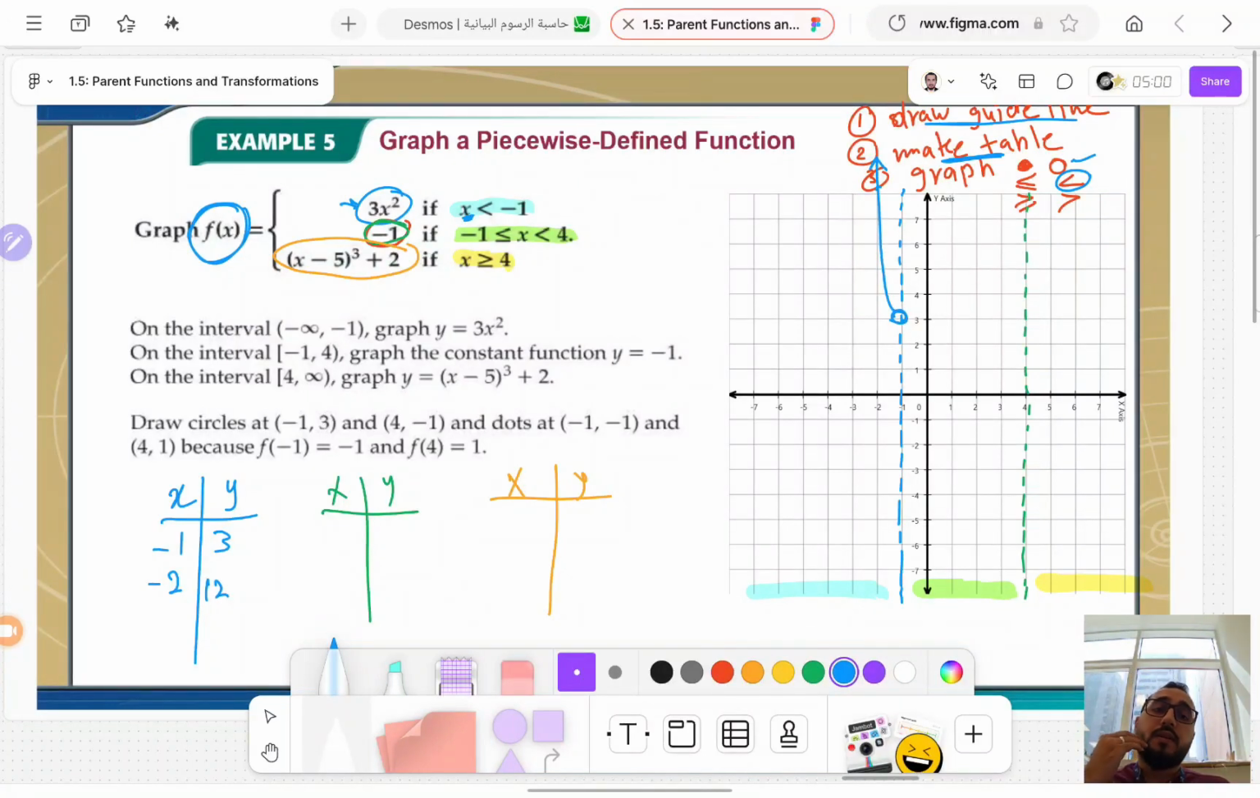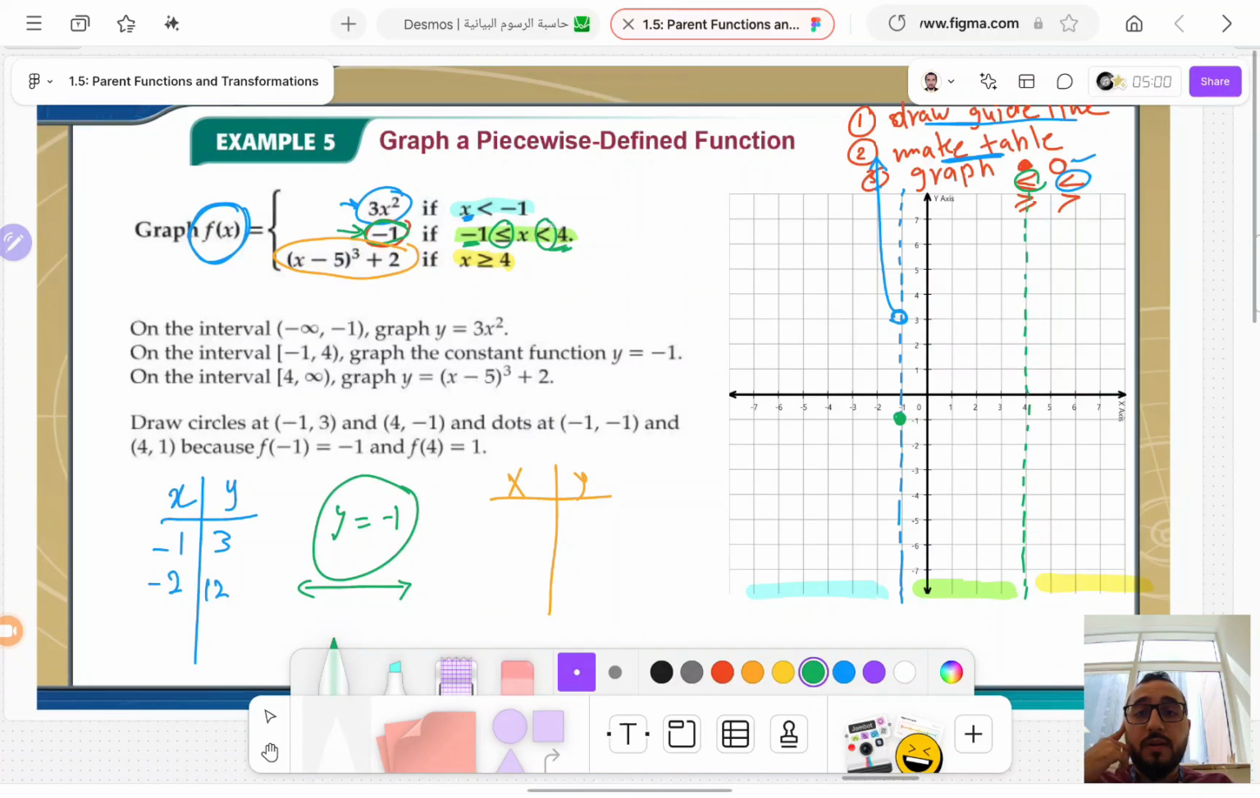Okay, so this one is the first graph, the blue one. Now look at the green one. The green one is -1. -1 is a constant, so you don't have to make a table for the green one. So y is equal to what? -1. The constant is always a straight line. So a straight line from where to where? From -1 to 4. From -1, is it open or closed? Look at the inequality. It's a closed one. So at -1, we have to put a closed circle. And at 4, look at the inequality. It's this one, so I have to put an open circle here. And connect it to -1.